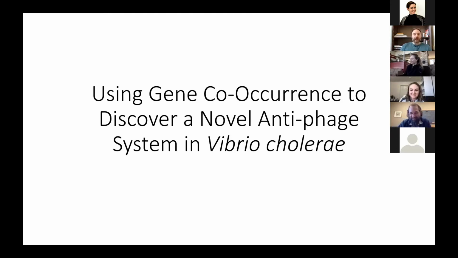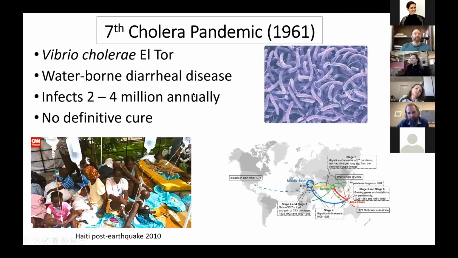But yeah, so I'm here today to share with you how I use gene co-occurrence to help discover a novel anti-phage system in Vibrio cholerae. Vibrio cholerae is a waterborne bacterial disease. It infects 2 to 4 million people annually, and there is no definitive cure. You often find it in areas without potable water, or in areas after natural disasters or warfare destroy infrastructure.